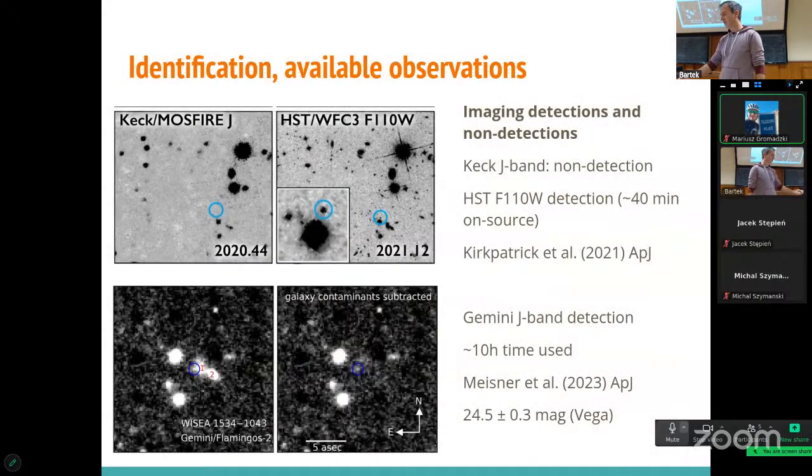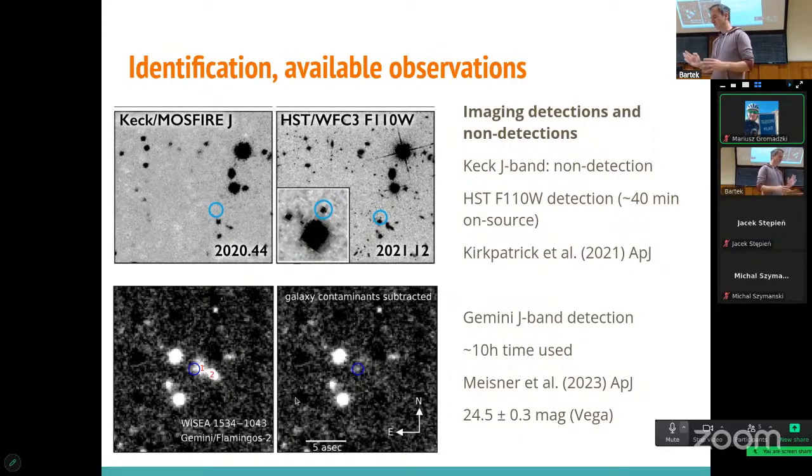Then, later on, it was tried with the Keck, but non-detection as well. With Hubble, it was possible to get the detection, and it's shown here. And then they also tried to obtain the J-band with Gemini after 10 hours. So they claimed to detect the source, but it was quite tricky due to a background galaxy that was overlapping in this particular spot at that observing epoch.